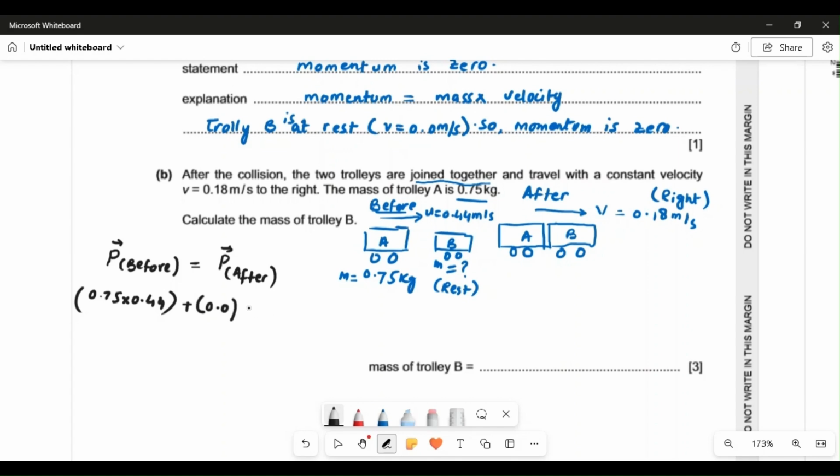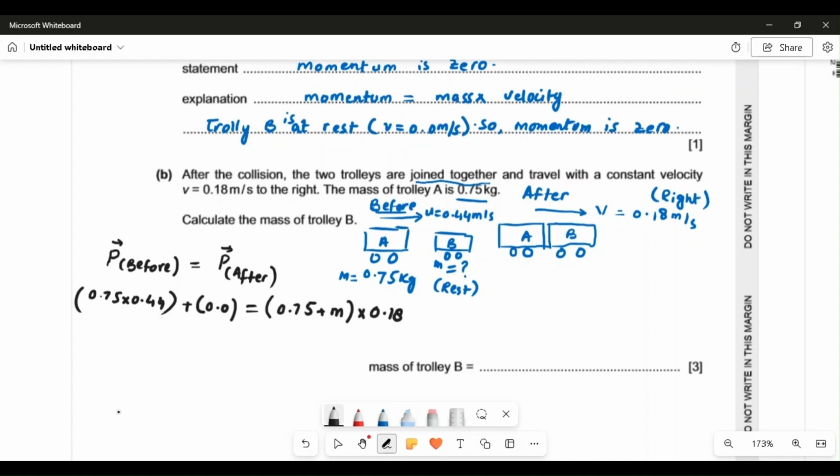We don't know the mass, but we don't have the momentum because it's not moving. When we move to after the collision, both trolleys are joined together, so it is one system. We can simply say that the mass of trolley A, that is 0.75, plus mass m of trolley B, times their common velocity, is 0.18 meter per second.